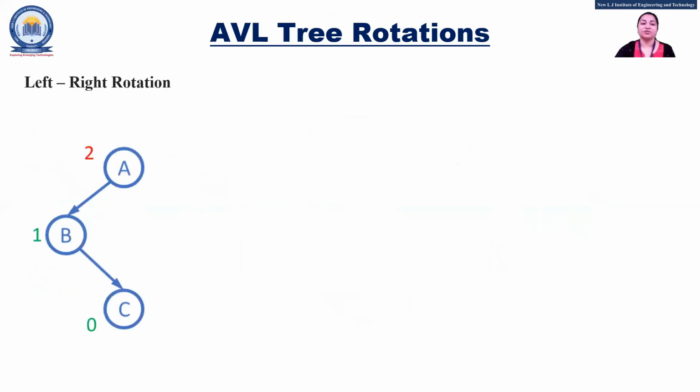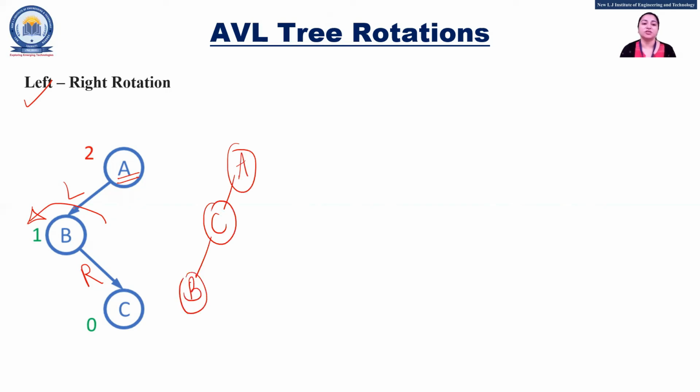Let us see left-right rotation. Here node A is imbalanced because of the imbalance in the left subtree's right subtree. That's why it is called left-right rotation. Now, what is the solution? First of all, we have to perform left rotation, and that left rotation will be performed on the child of the imbalanced node. Means at node B, we will perform left rotation. If we pick B and pull it to the left, our tree will look like this. A, C and B. Okay, so this was the first rotation, left rotation on node B.